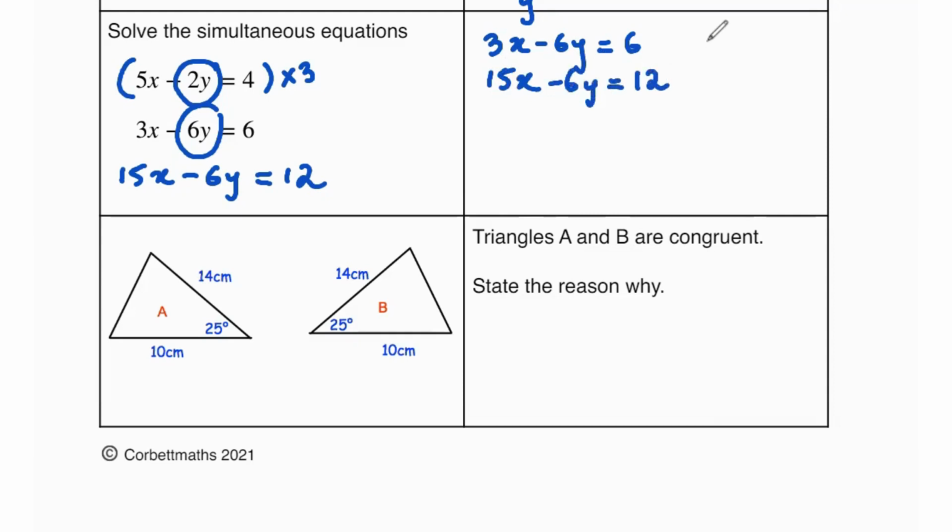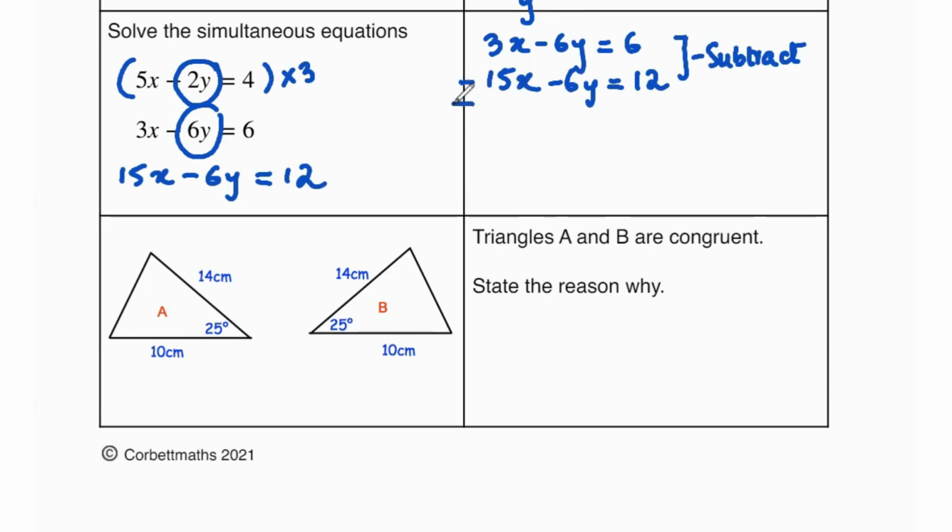Next, what we need to do is see what are the signs of the variable that we want to eliminate. In the first equation, 6y is negative. In the second equation, 6y is also negative. So for us to eliminate y, we will subtract the equations. If we were adding the equations, negative 6y plus negative 6y would be negative 12y, which means the variable y will not be eliminated. So to eliminate it, we subtract the 2.